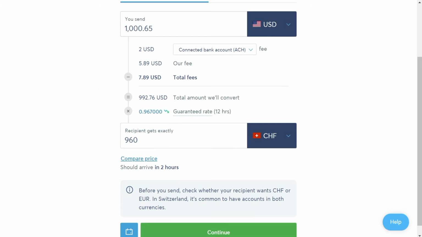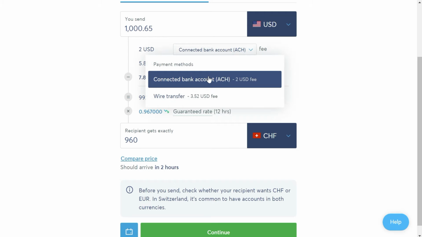We continue with the commissions. In fee, you can find two options: bank transfer with a cost of 3.52, and bank account connected to Wise, with a cost of $2. Later on we will see how to create a bank account with Wise so you can save the difference. But if you don't want to complicate things, I recommend you select bank transfer. At the moment there is no option to use a credit card to send dollars.